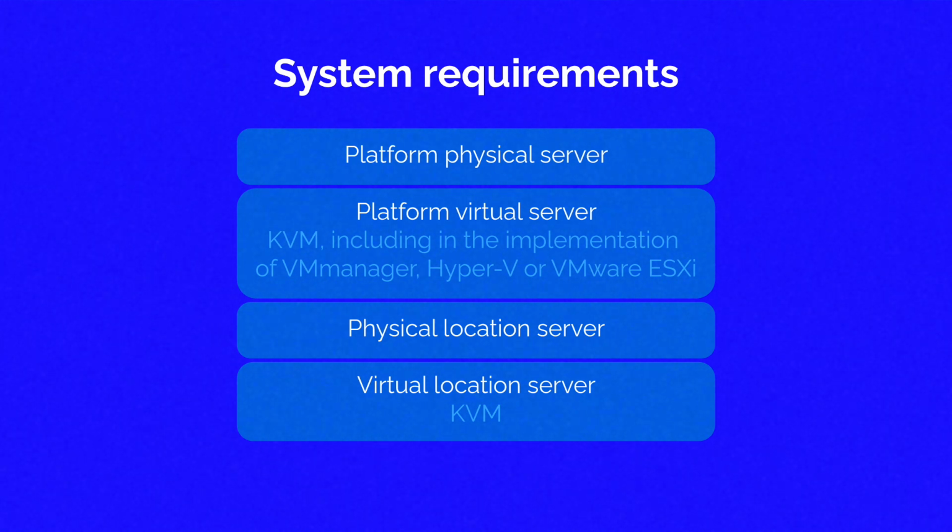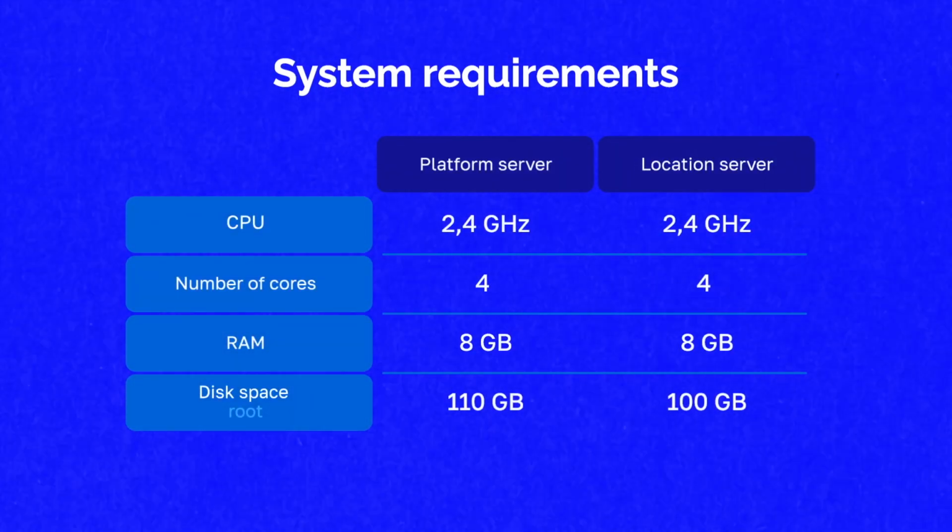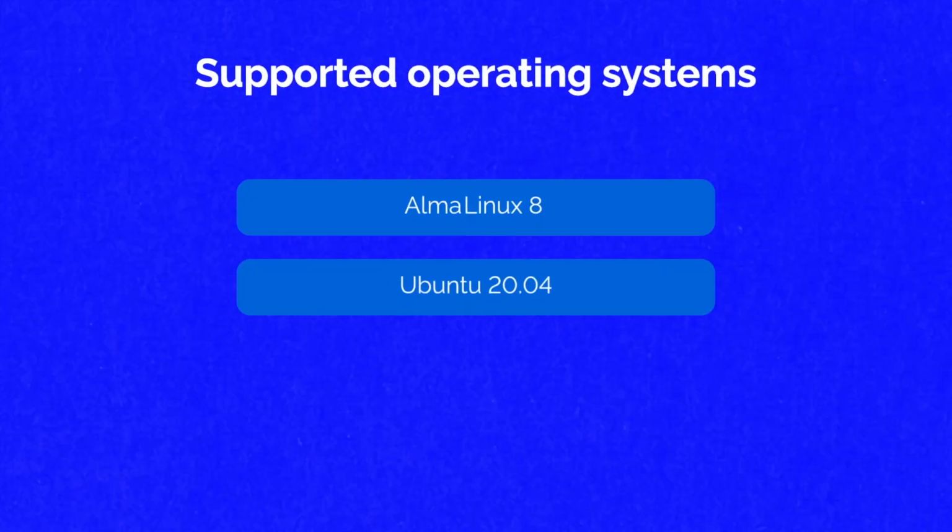DCImanager 6 software is installable to a physical or virtual platform server based on KVM, Hyper-V, or VMware ESXi virtualization, and to a physical or virtual location server based on KVM virtualization. The server must comply with minimum system requirements. For installation of the platform, you need to use an OS without third-party repositories or additional services installed.